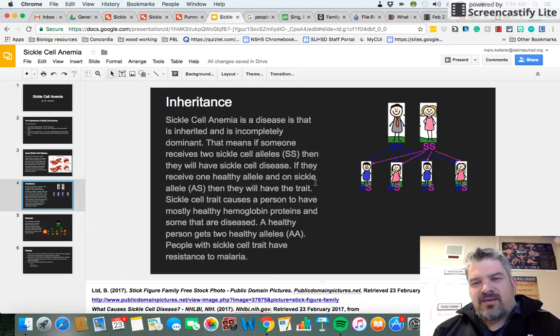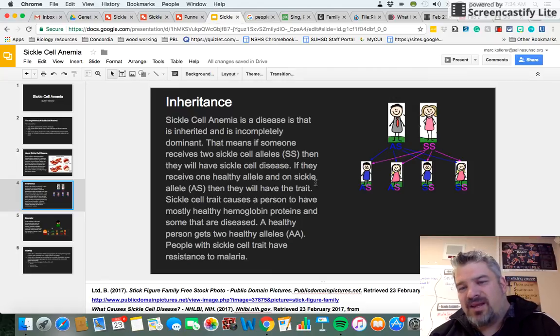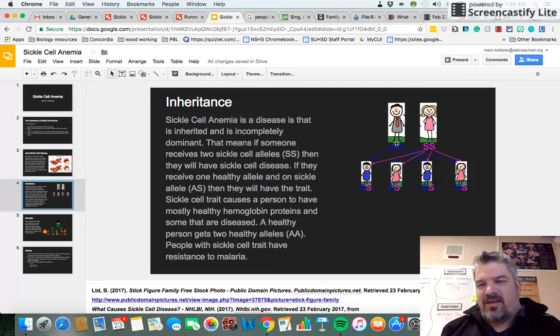Inheritance. What's special about sickle cell disease is that it's incompletely dominant. That means that the person who has the sickle cell trait is different than someone who has the disease, and is also different than someone who is normal. So not only are their genes different, but the phenotype is also different.